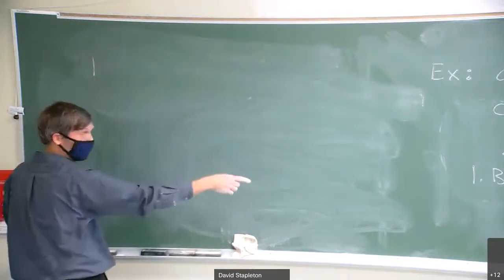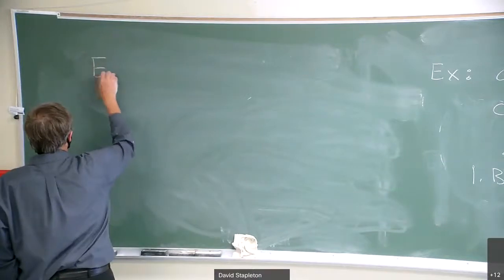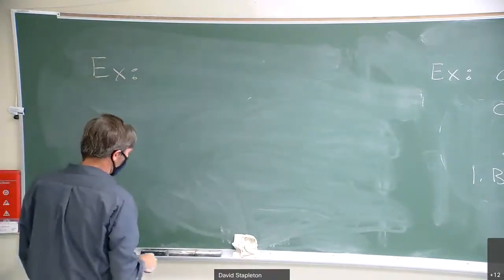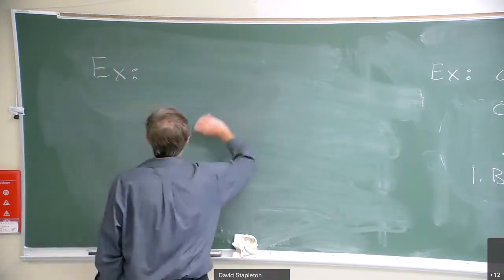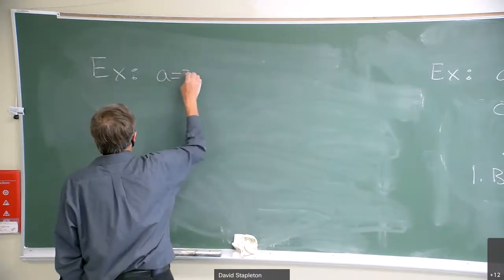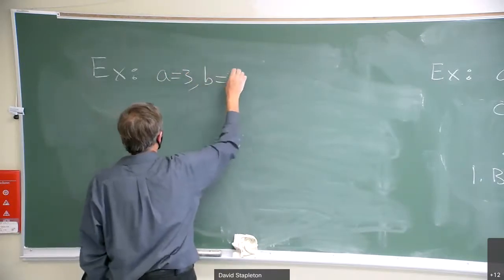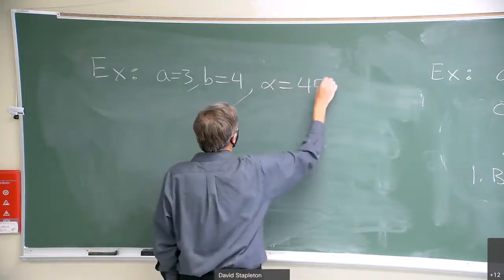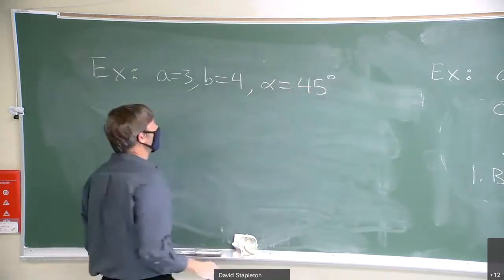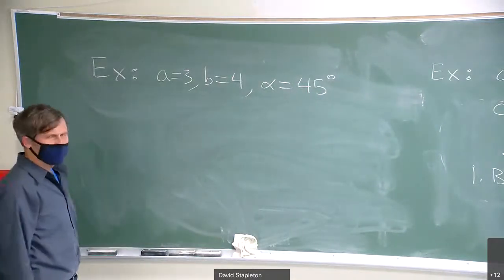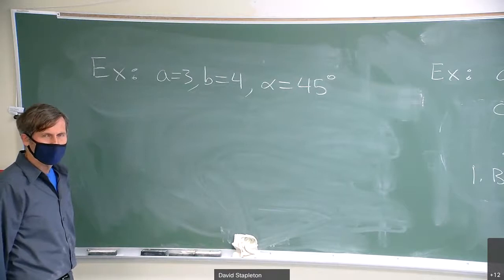But you see, that wasn't a 3, 4, 5 right triangle, because it wasn't a right triangle. Suppose I did this one. Suppose this time A equals 3 and B equals 4. And alpha is equal to, let's say, 45 degrees. Right? How about that? How many solutions do you think there are now?